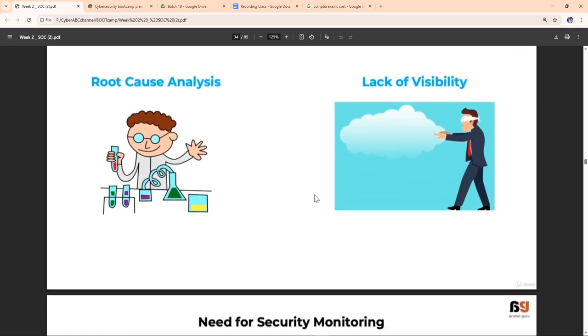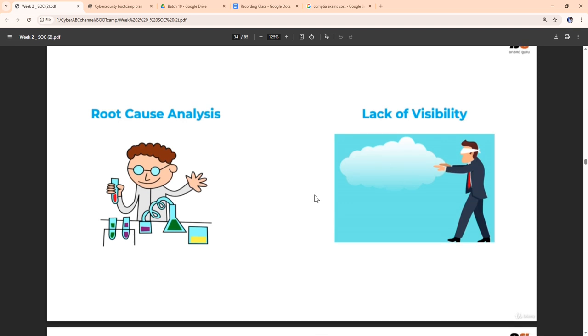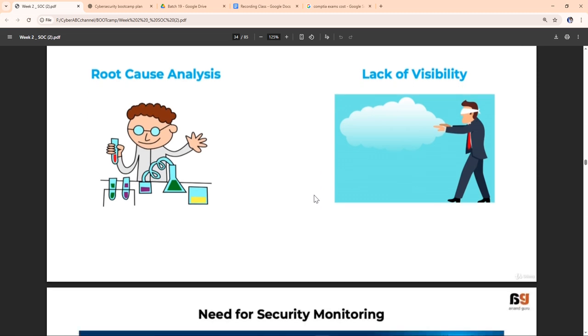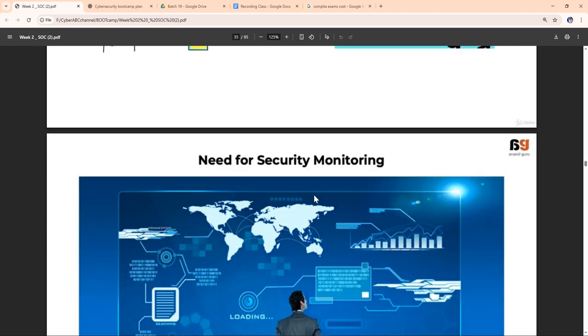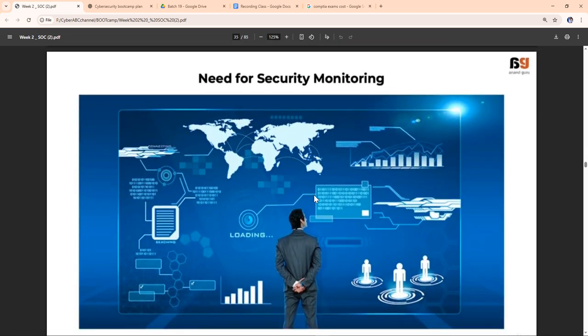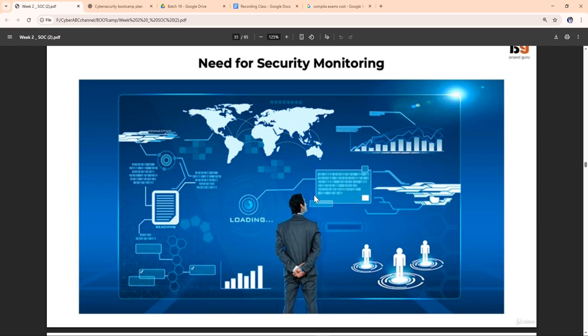If lack of visibility is the challenge, how then do we fix this? We said we need to start security monitoring. We need to get people to sit down and monitor the screens. To monitor, let's monitor where these people will come out next.